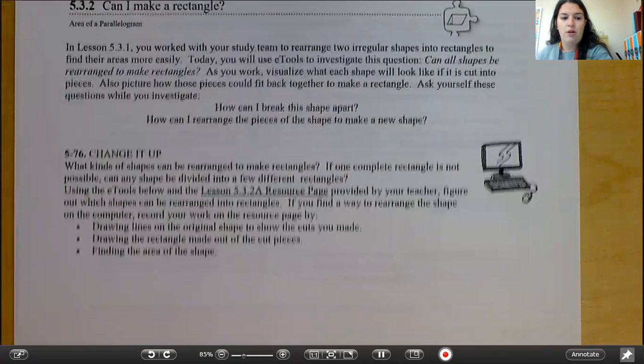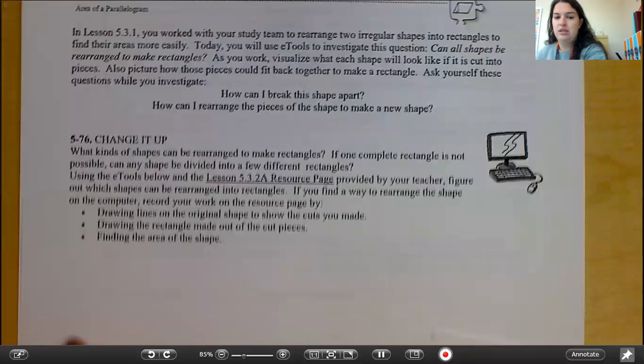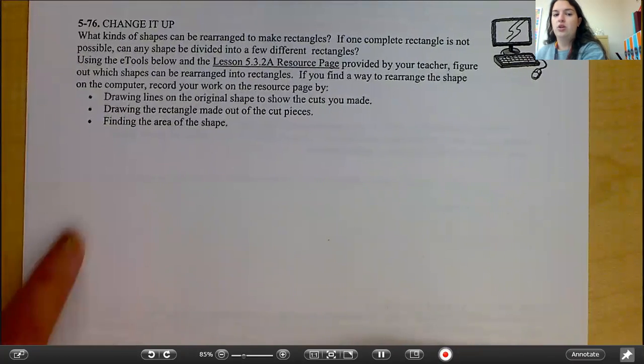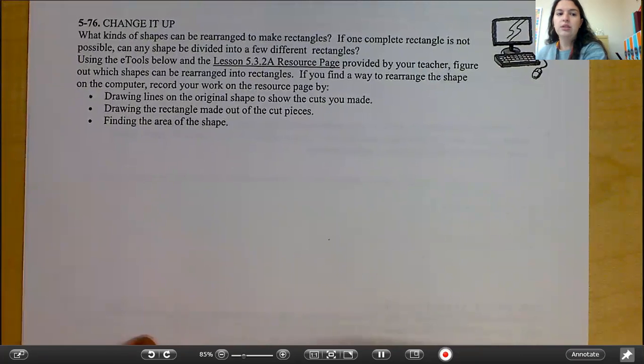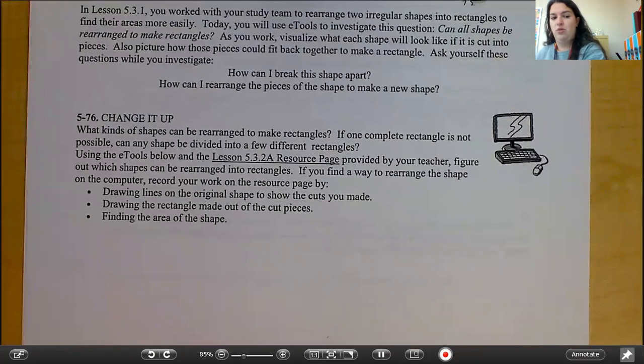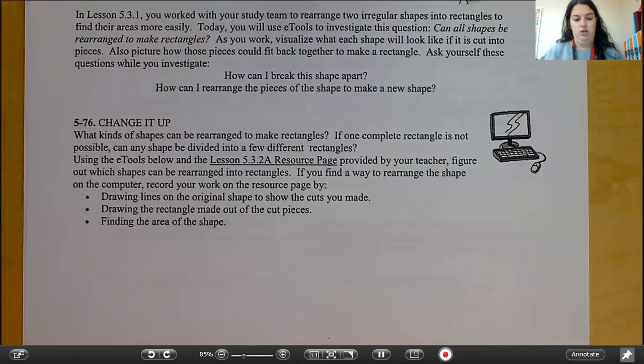You are drawing the rectangle made out of the cut pieces. So you'll draw the rectangle down here. So you'll say shape 1, you would draw how the rectangle would fit together. And then for the third one, you are finding the area of the shape. So you also need to find the area on your notes page. Okay, this will take you a little bit of time, so go ahead and pause the video and do this now.